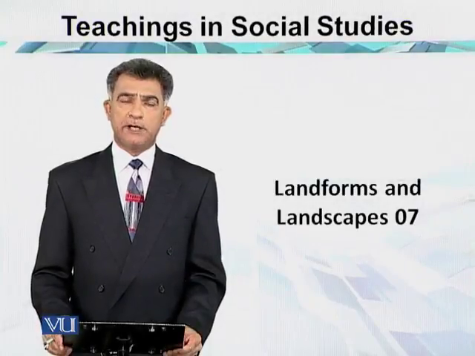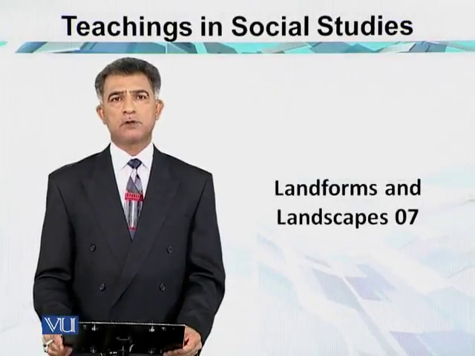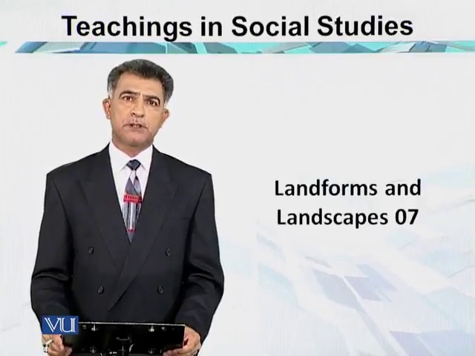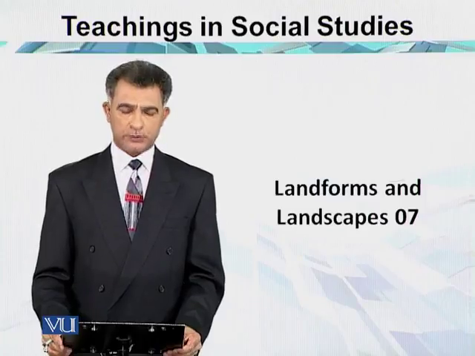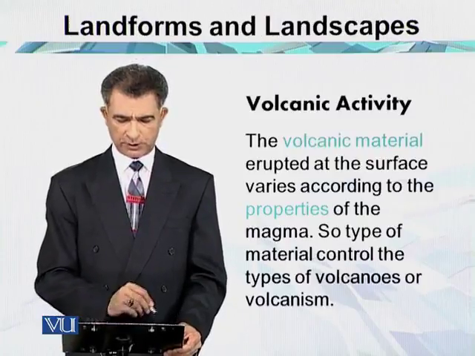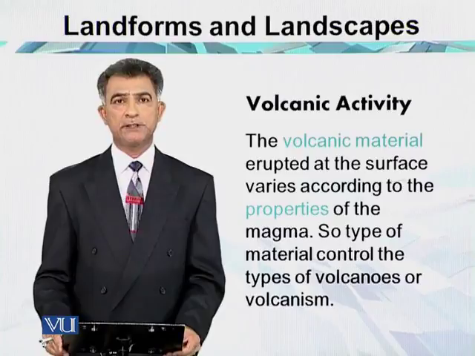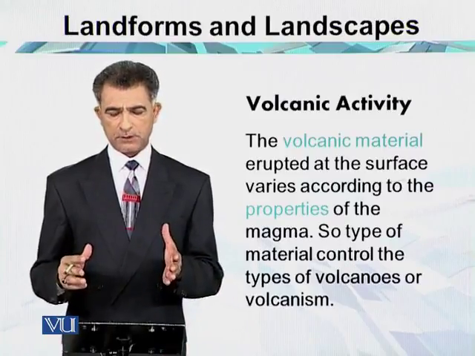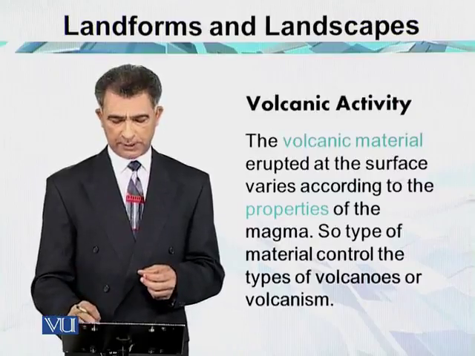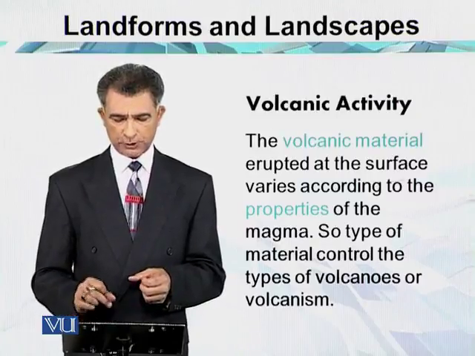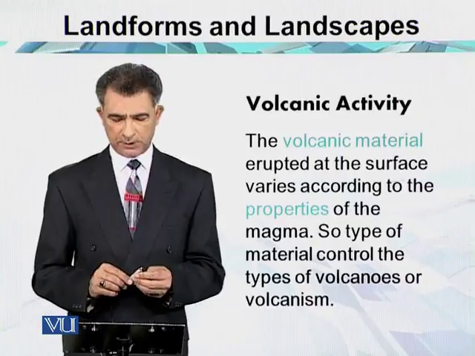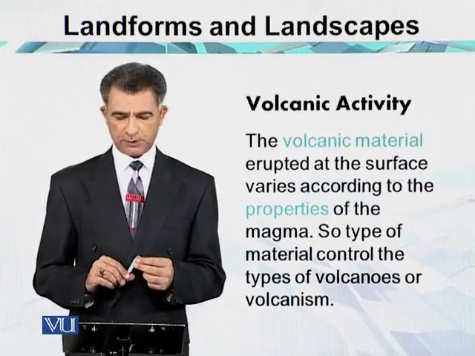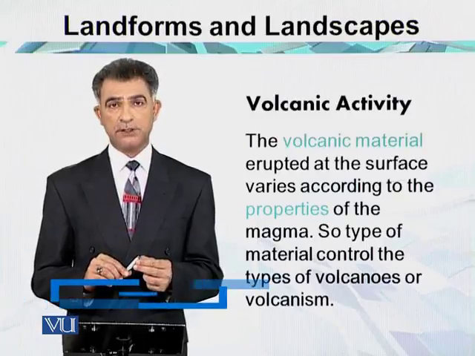The landforms which are made by the process of volcanism are actually totally controlled by the type of lava, the composition of the lava. So here one thing is very important when we are dealing with the landforms made by volcanic activity. The volcanic material erupted at the surface varies according to the properties of the magma. So the types of material are controlled by the type of volcanoes or volcanism.